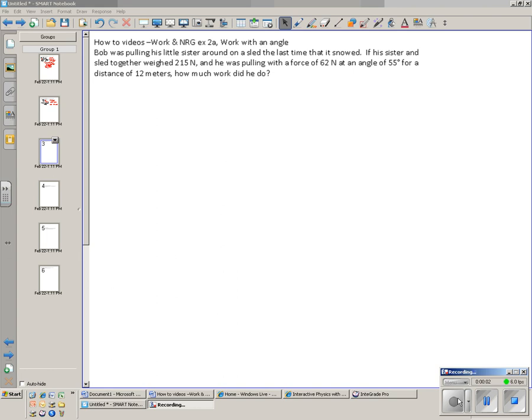How-to videos, work in energy example 2A, work with an angle. Bob is pulling on a sled, and we have the sled here.